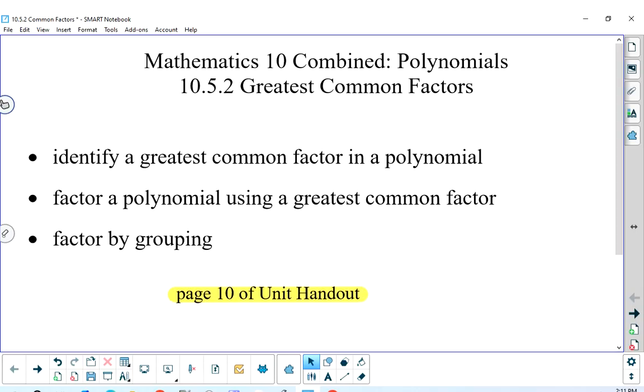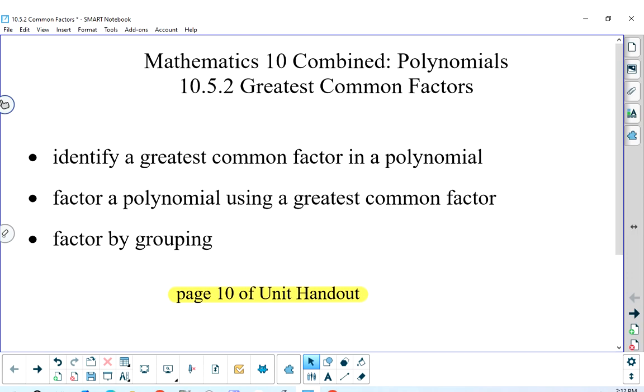We're going to be going over topic 5.2 from the polynomials unit in Math 10C. This topic or lesson is called the greatest common factor. And in this, which can be found on page 10 of your unit handout, we're going to be looking at what's called factoring. And without getting into too much detail, factoring is the opposite of what we've been doing so far. And you'll learn about that in detail in a few minutes.